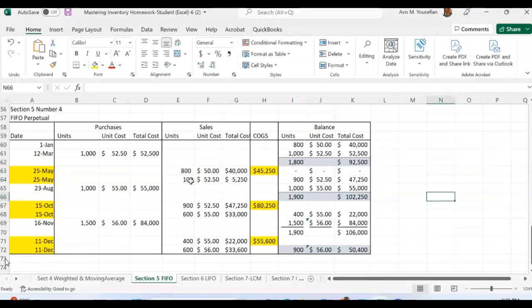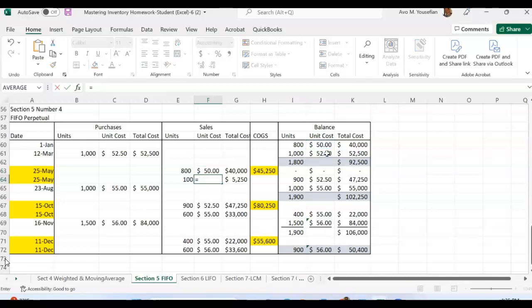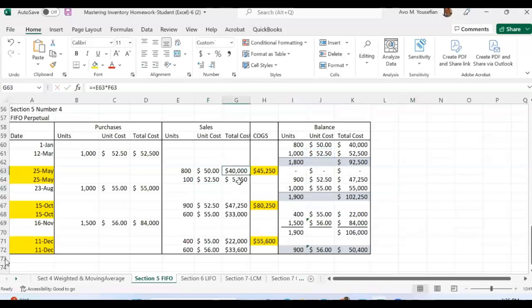Okay, see that? And that's not enough. You need another 100, right? Because you sold 900, so you need another 100. So you take that another 100, but the cost is different. So here is $50 that comes from here, and we have $52.50 that comes from here. And then you multiply them, and then you add them. And that will become your cost of goods sold.